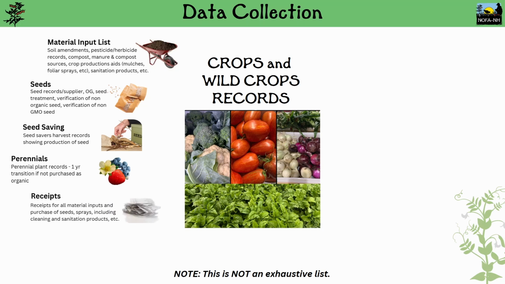Receipts. Save them all each year. These are not submitted with your OSP, but could be asked for at your inspection. These show where and when you purchased a product, a plant, a seed, or any input. You are probably saving these for tax purposes anyway.